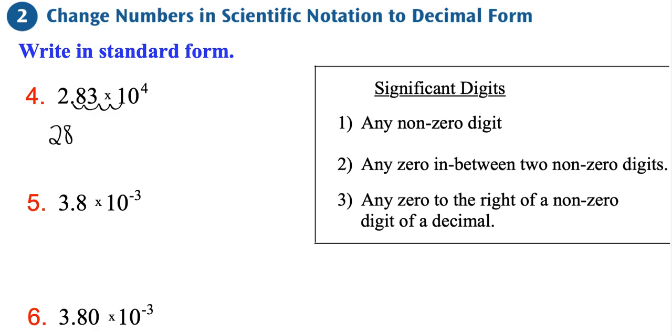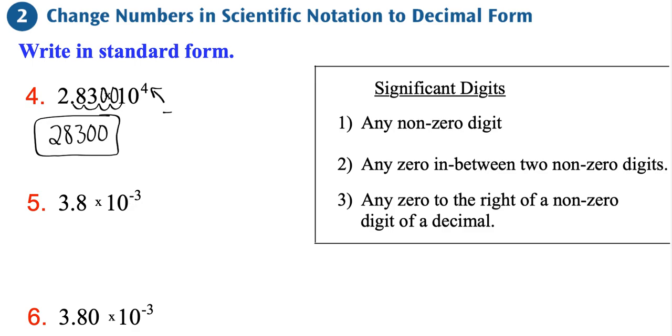So it'd be 2, 8, 3, and then we didn't have anything there, so those need to be zeros. So it's 28300. That is the number. Okay? Negative exponents are going to move my decimal left. So maybe if you need to write some notes.